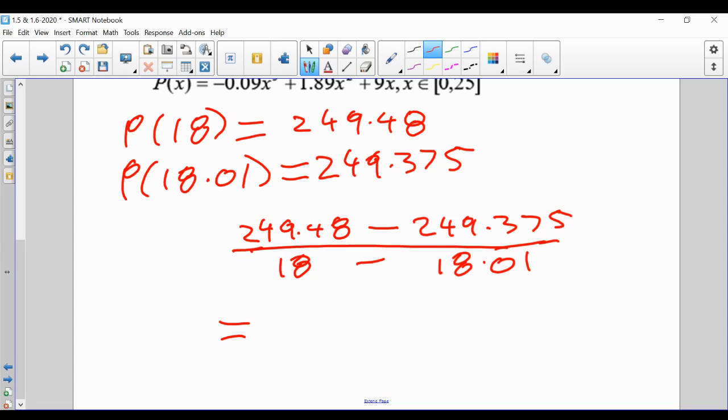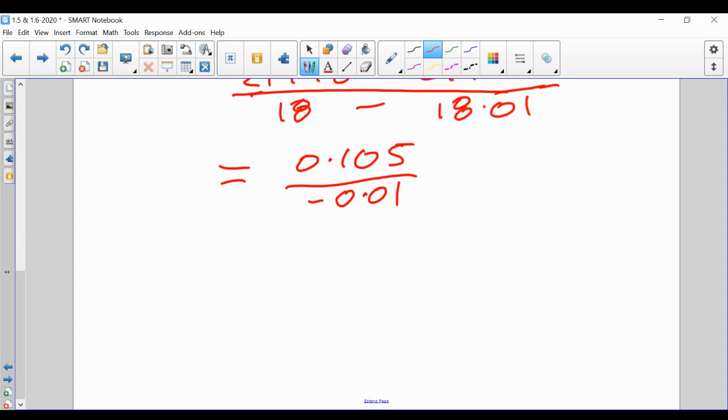No, that's not right. That's not right at all. I need to press this first. 0.105. Okay, that's on top. On the bottom, I have minus 0.01. So to me, that looks like 10.5, but negative. And that's negative dollars per ball.